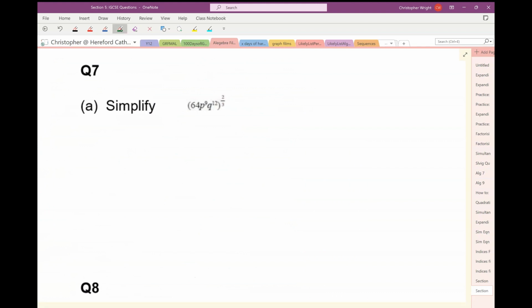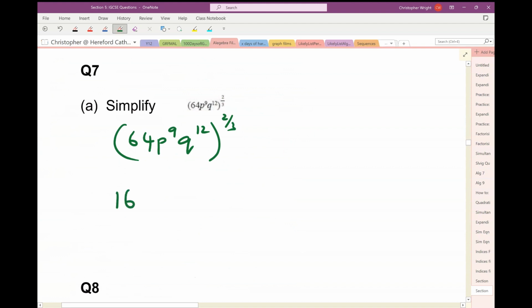Right, I've got 64p to the power of 9 q to the power of 12, and I'm putting that to the power of 2/3. So I'm going to need to put 64 to the power of 2/3. Well, the cube root of 64 is 4, so squaring that gives me 16. And you could simply have written 64 to the power of 2/3 into your calculator and seen what you got. p to the 9 to the power of 2/3.